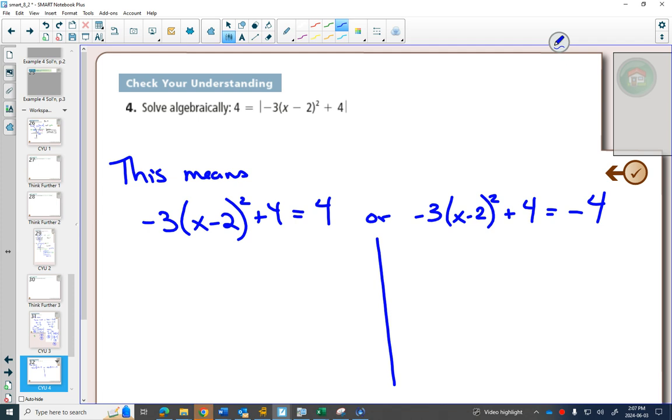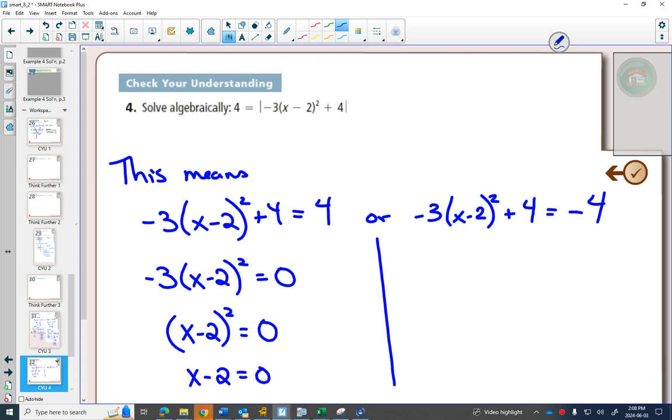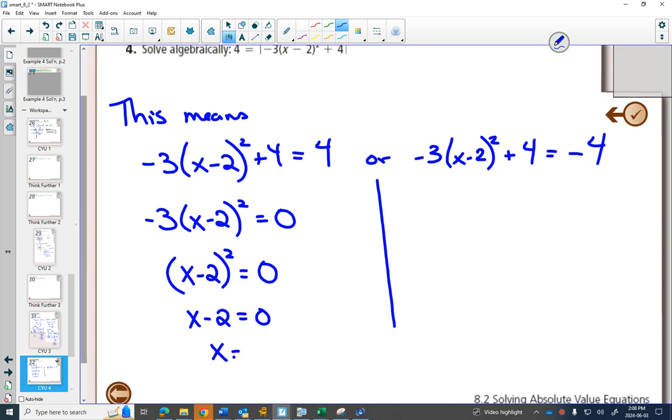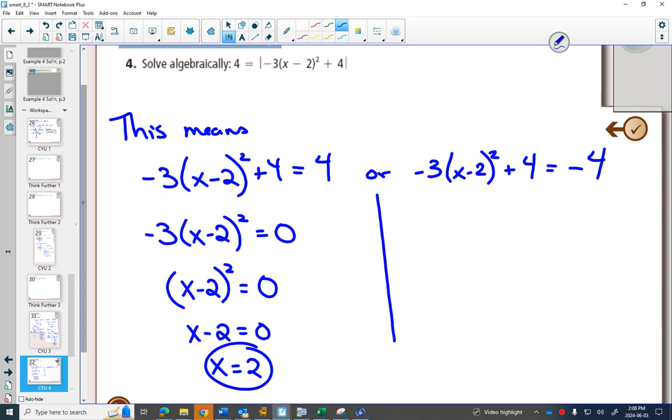A couple of options. You could multiply everything out, combine like terms, and then factor. However, when you only have one thing squared, sometimes it's nice just to get that squared thing by itself and square root. So what would that look like? Well, if I move the 4 over, I'd get 0. If I divide by the -3, I'd still get 0. If I square rooted both sides, I'd still get 0.